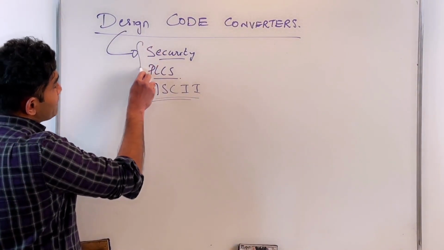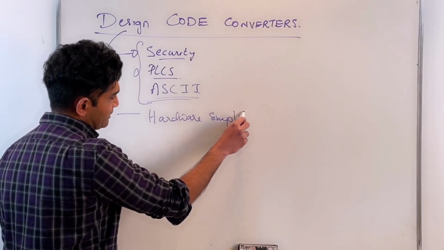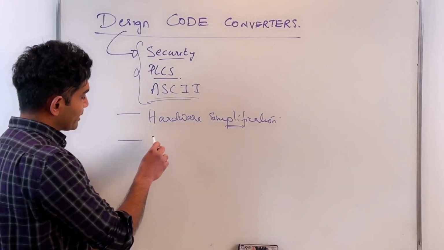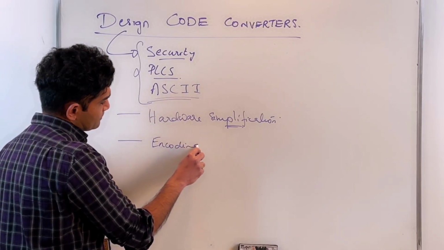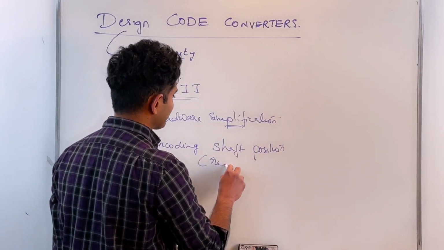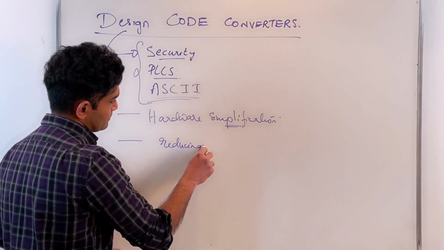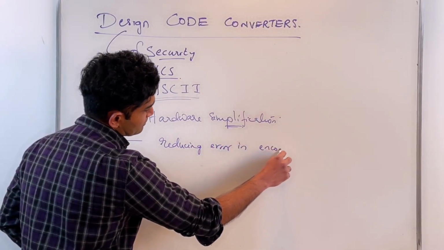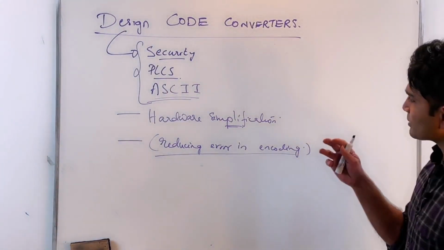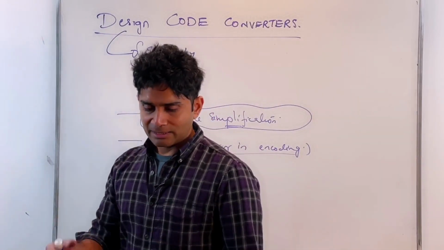You also have some non-intuitive applications, such as hardware simplification, and we'll take an example in this case. This can also be used for encoding shaft positions, reducing error in encoding. We'll describe this in more detail when we take that example. So let's focus our attention on one of the code converter examples, where we'll look at hardware simplification, how a code conversion can aid in hardware simplification.